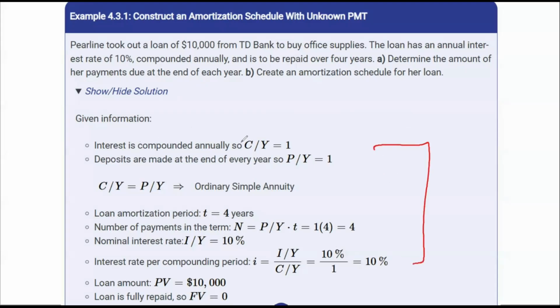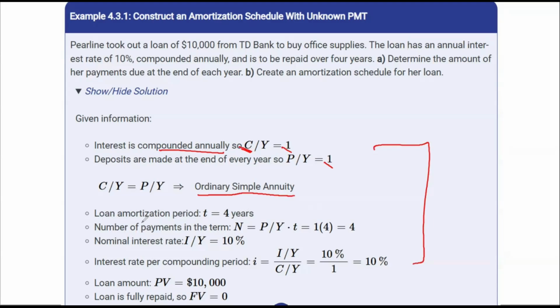Right. So the interest is compounded annually, so the frequency of the compounding is 1. Deposits are made one time a year, right? And yeah, there's going to be 1. And because the 2 are equal, notice this is going to be an annuity, right? So you can classify it as an ordinary simple annuity because those 2 are equal, right? The compounding frequency and the deposits are both made annually.